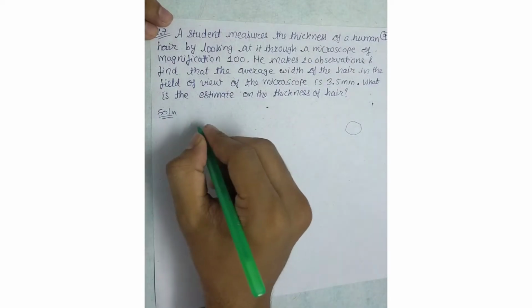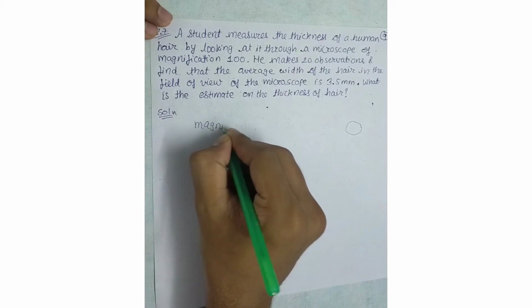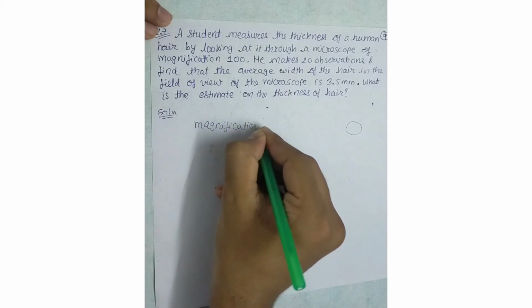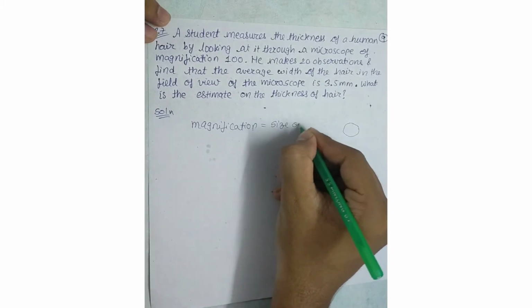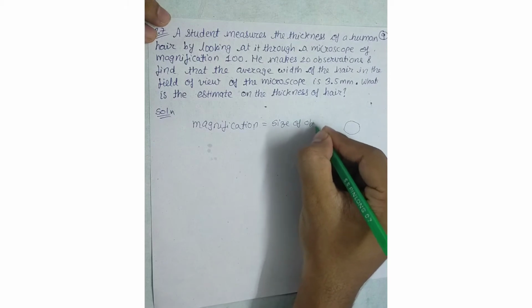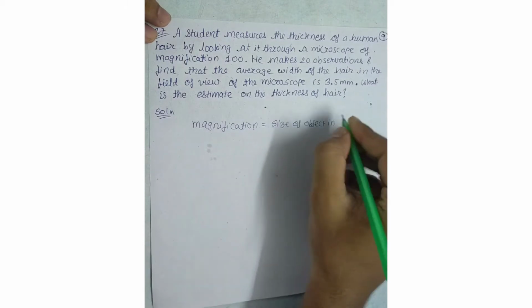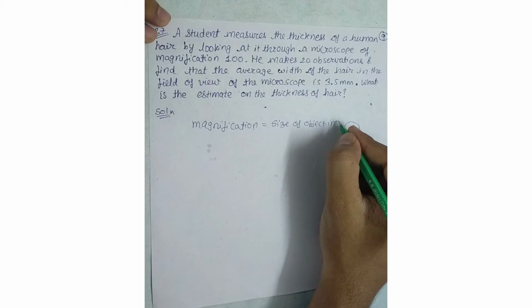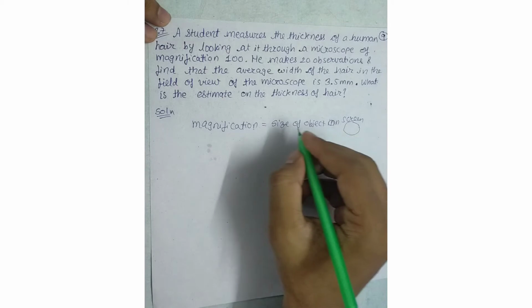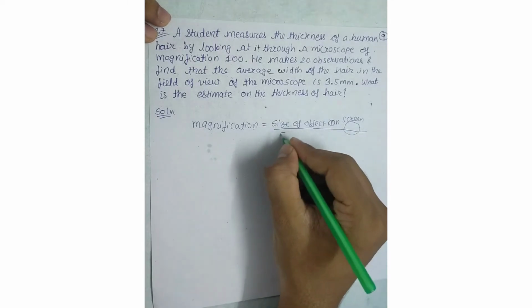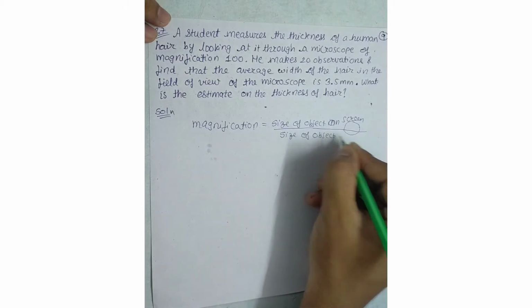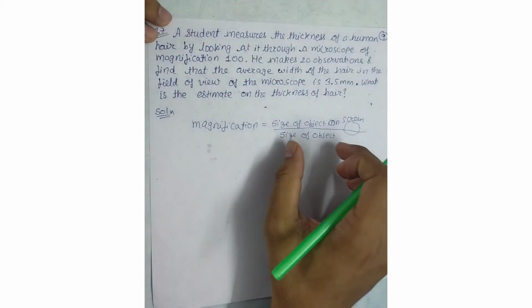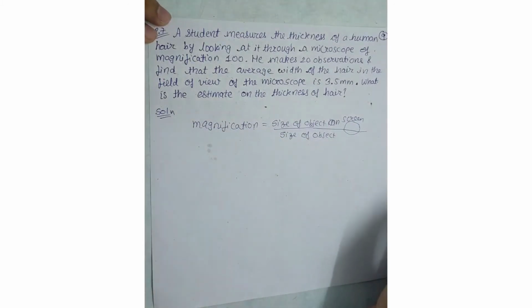For this, the fundamental definition of magnification is, for any type of magnification, the size of the object on screen divided by the size of the object in real, that is the real dimension of the object.